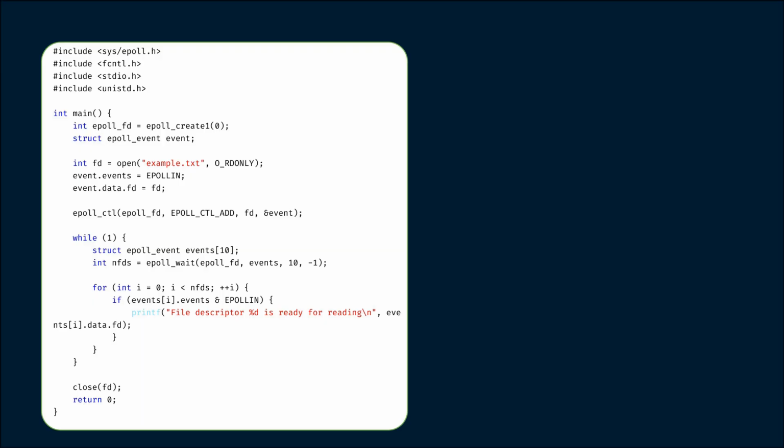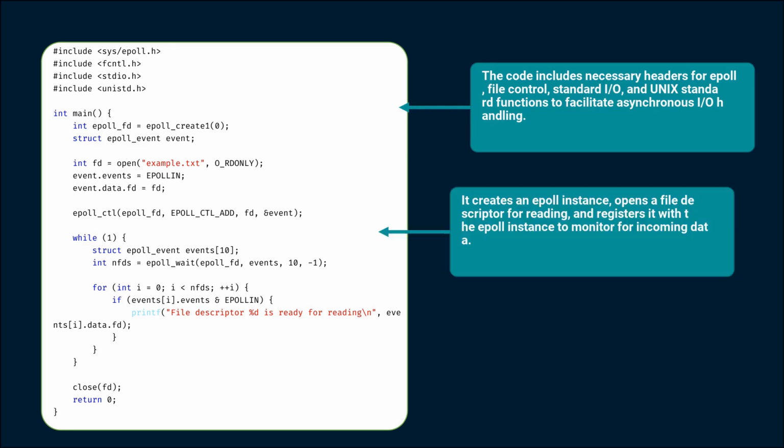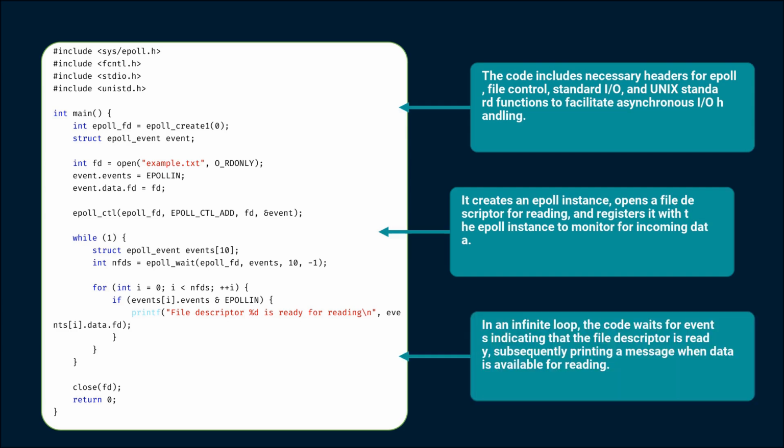Now let's see how we can implement an event loop using the epoll mechanism in Linux. We start by creating an epoll instance with the function epoll_create1, which generates a new epoll file descriptor. This file descriptor is then used to manage our interest list, a collection of file descriptors we want to monitor for events. Next, we open a file, in this case example.txt, for reading and set up an epoll event structure. We specify that we are interested in monitoring this file descriptor for read events by setting the appropriate flags. Following that, we add the file descriptor to the epoll interest list using epoll_ctl, which registers our interest in the specified events for this descriptor.